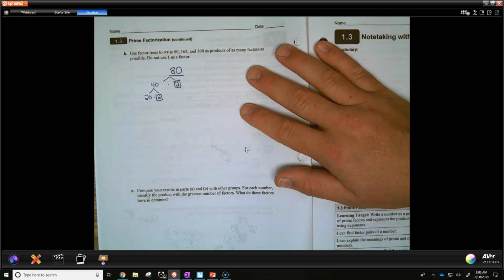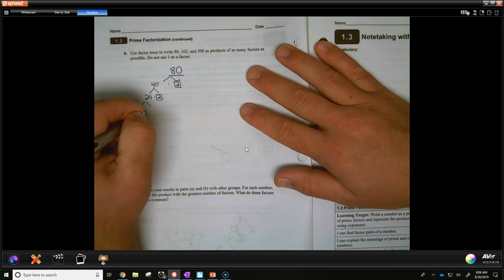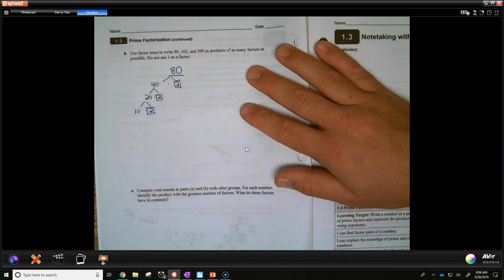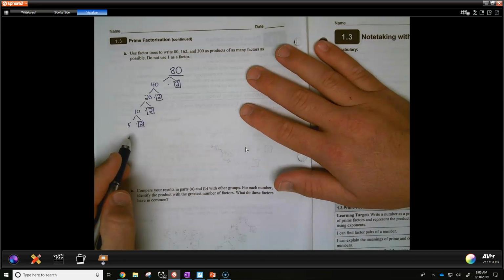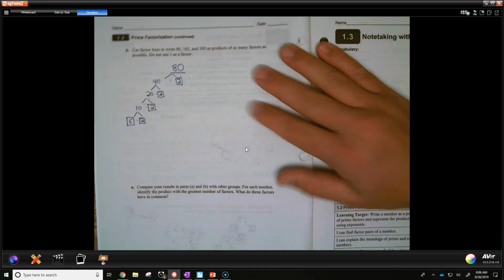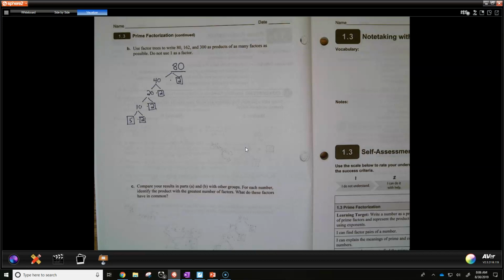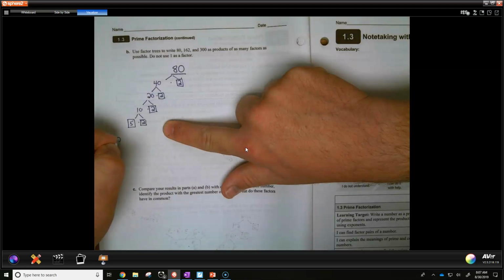Okay, then what'd you do? Broke 20 into 10 times 2. There's the 2 again. And then broke 10 into 5 times 2. Can I break the 5 down any? Because it is a prime number. So what was your multiplication at the end? 2 times 2 times 2 times 2 times 5.